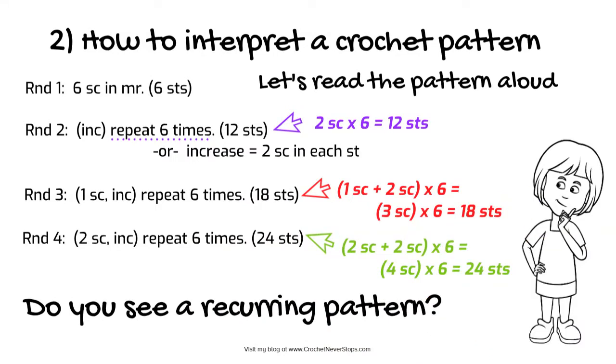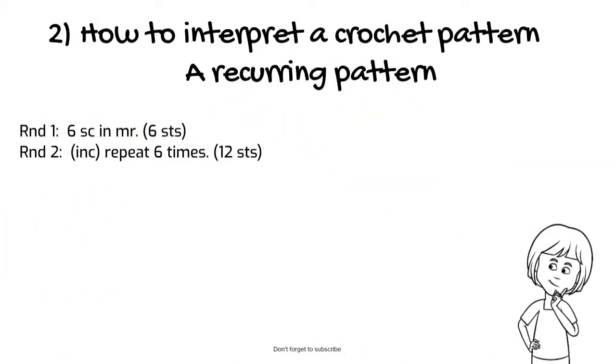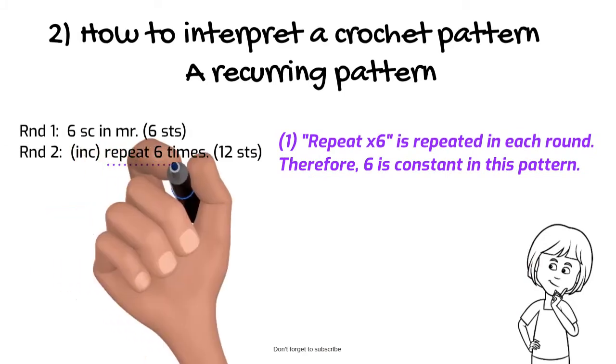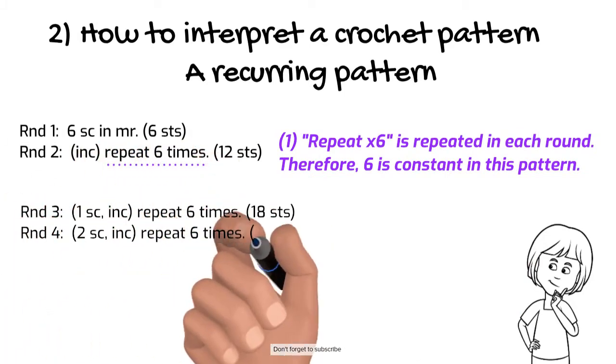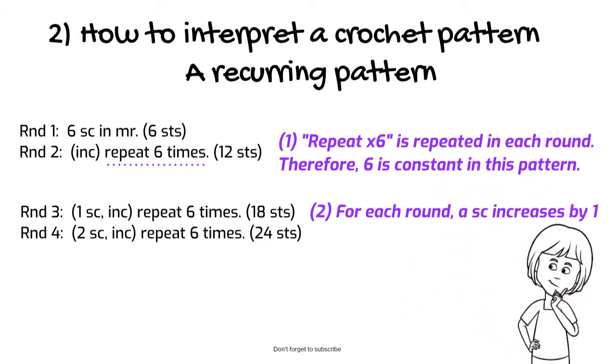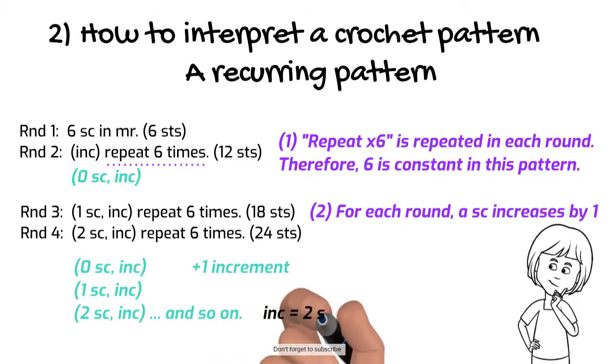Do you see a recurring pattern here? So number 1, repeat 6 times is repeated in each round. Therefore, 6 is constant in this pattern. The second thing we see is for each round, a single crochet increases by 1, or an increment of 1. So 1 single crochet plus increase, 2 single crochet plus increase, and so on.